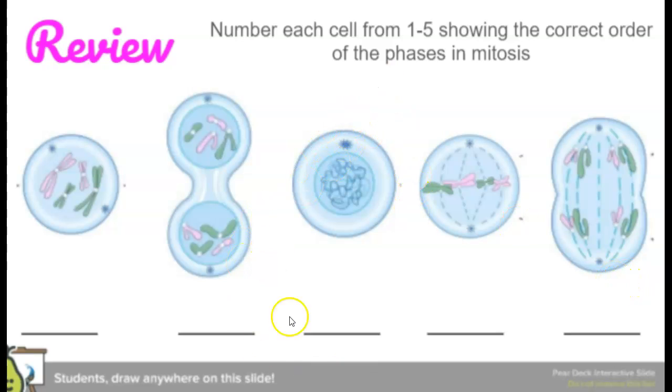So the first one here, okay, interphase, we've got our chromatin. Chromatin condenses into chromosomes, and we got prophase. Okay. Metaphase, they line up in the middle. Anaphase, they start to pull apart with those strings. And telophase, it splits into 2.